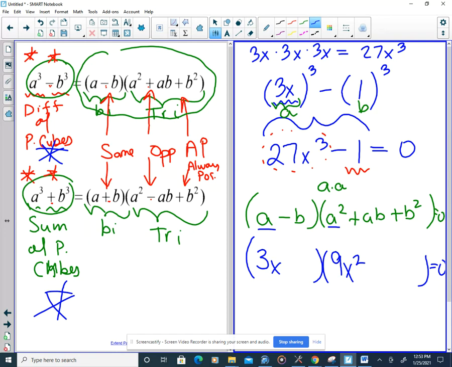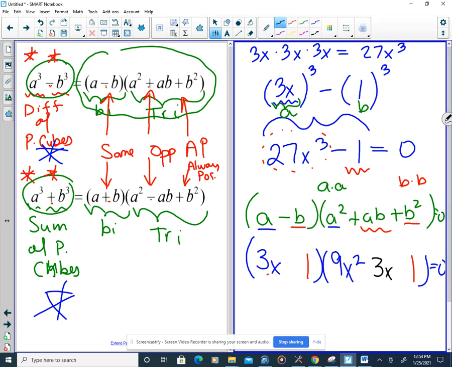Okay? Let's do our B. Our B is 1. So for B, we're going to put 1. Well, I got a B squared. What is B squared? That's B times B. So I'm going to put a 1 here. So how do I get the middle term, the AB? Well, you take 3x, which is your A, times your B, which is 1. What's 3x times 1? That is 3x.